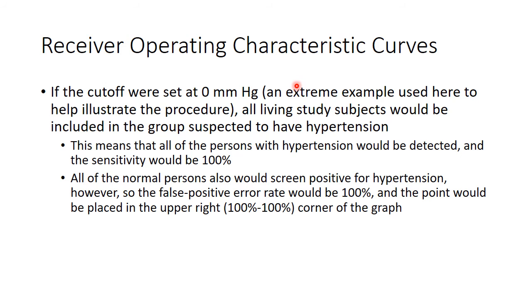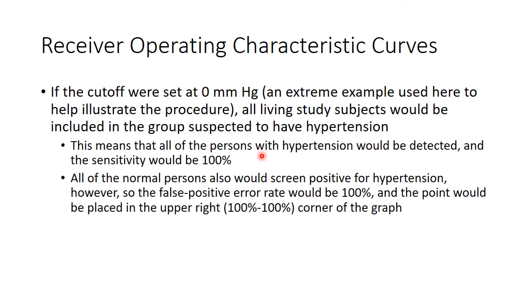So you can imagine if you were to set the cutoff points to either extreme, you're going to find there's some problems with that. So imagine if you set your cutoff point to 0 millimeters of mercury. This is an extreme example. We know obviously if a patient had 0 blood pressure, they'd be dead, but let's just use it as an example here. And so basically all living study subjects would be included in the group suspected of having hypertension, right? Because your cutoff point is 0. Most alive people should have a systolic blood pressure higher than that, I would imagine. So you consider all of them as having hypertension, quote unquote.